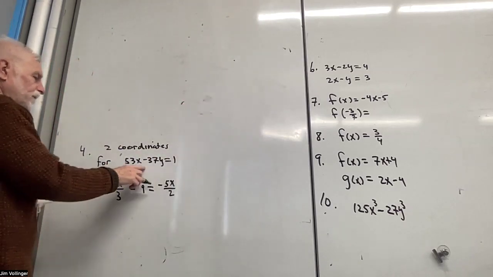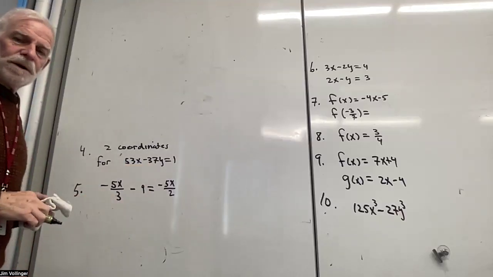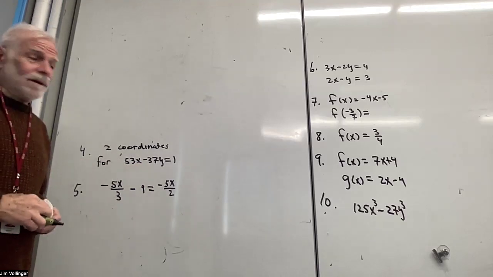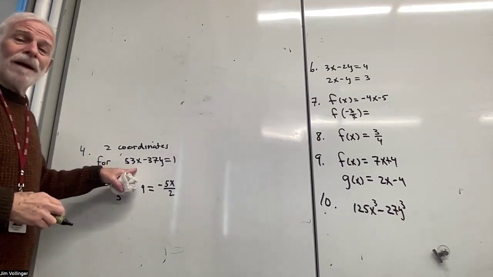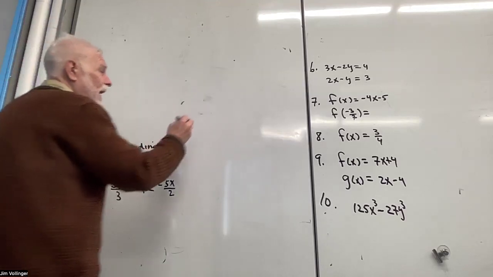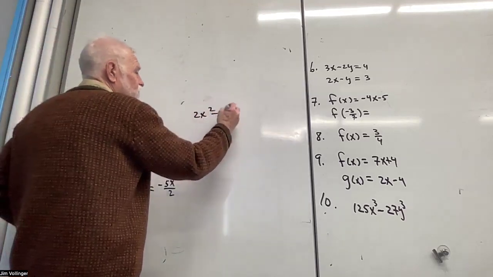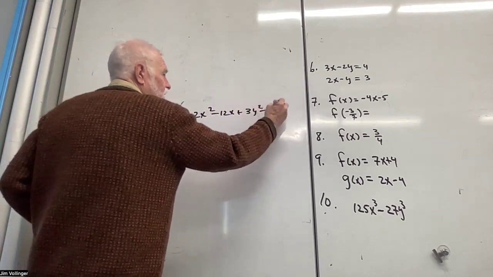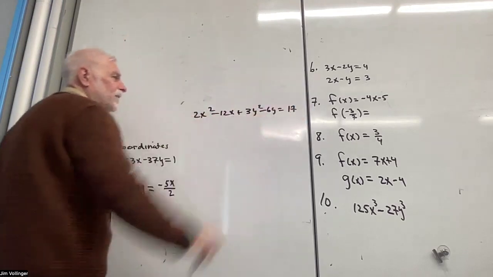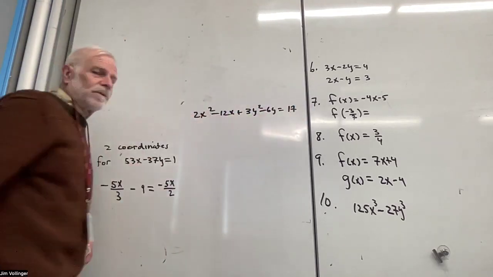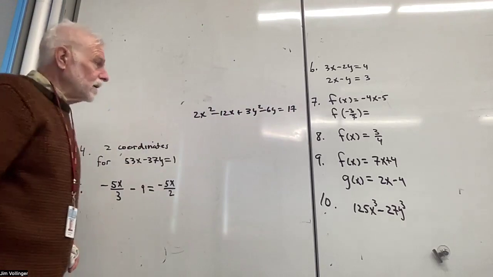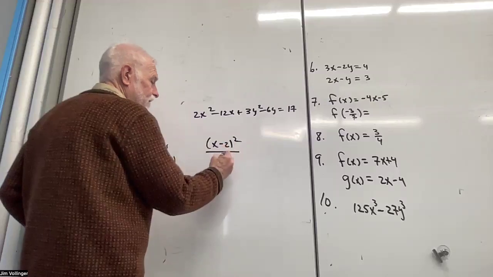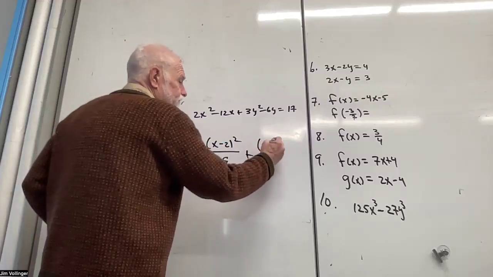2 coordinates for 53x minus 37y equals 1. I'm hoping we really make some gains here, because the skills that come from this single problem are going to allow us to do 2x squared minus 12x plus 3y squared minus 6y equals 17. Now, it's probably not a friendly problem right now because I didn't check to make sure the numbers were user-friendly. But we're eventually trying to get to situations where we can graph ellipses.